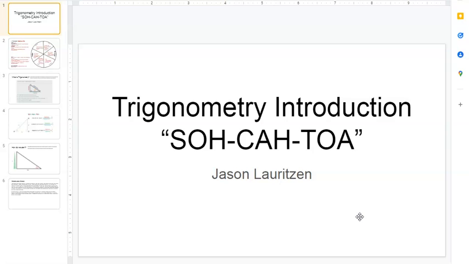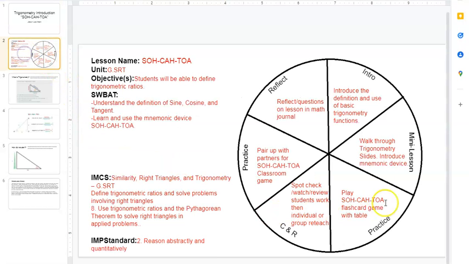It's going to be an Introduction to Trigonometry, and specifically learning the mnemonic device SOHCAHTOA. So the first thing we're going to do is take a look at my lesson plan using a modified workshop model.